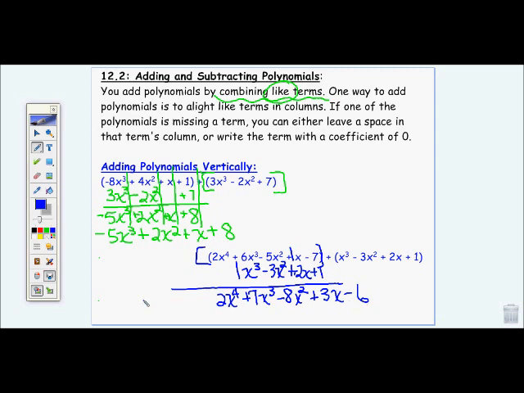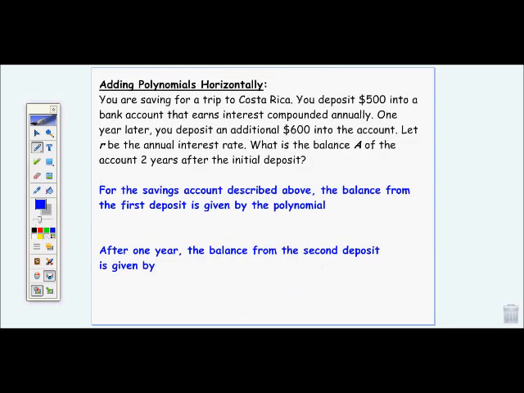Okay, so if we're going to do it up and down, that is vertically. You can also do that horizontally. Okay, horizontally is a little bit trickier. You just have to make sure that you keep your terms together, and I would suggest possibly crossing them out as you use them. So we're going to try to do that one with a story problem.